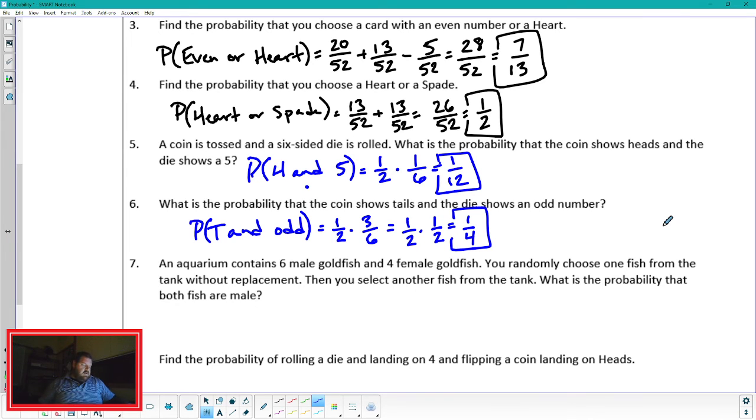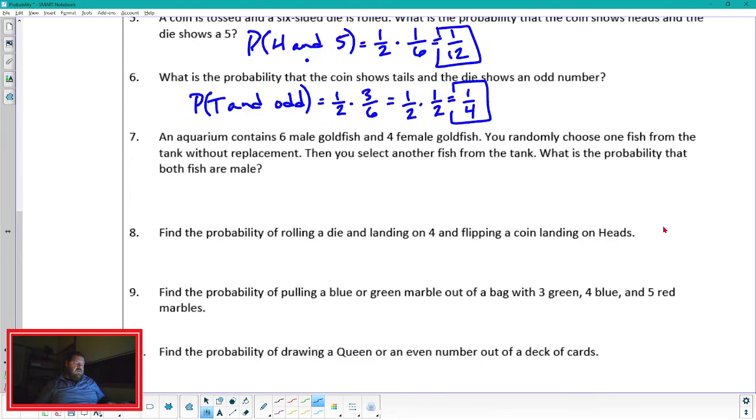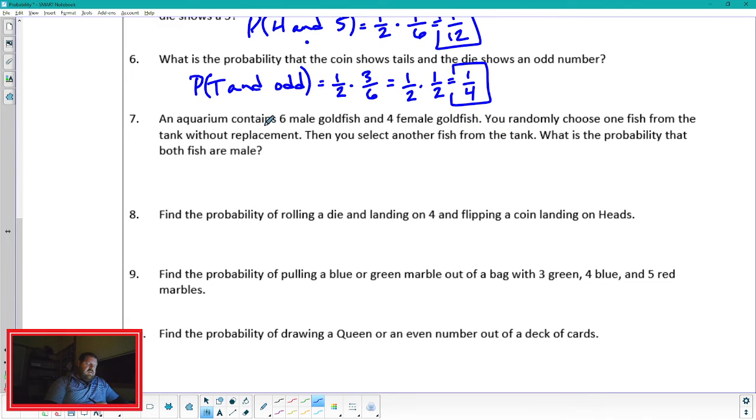Okay. The next one I have here is an aquarium contains 6 male and 4 female goldfish. You randomly choose one fish and don't replace it. Then you choose another fish. And we're trying to see what is the probability that they're both male. So we want to say that we're going to pick a male and we're going to pick another male. These events are dependent because I don't put the first goldfish back.